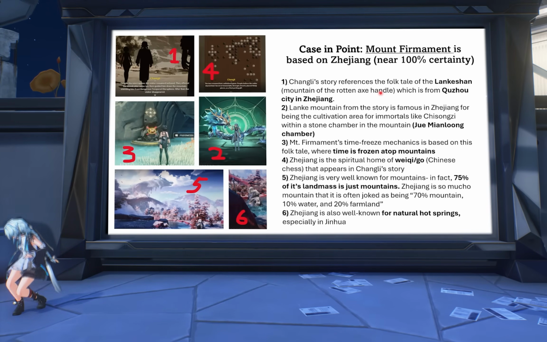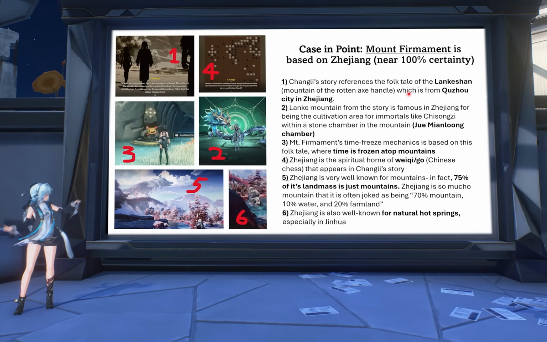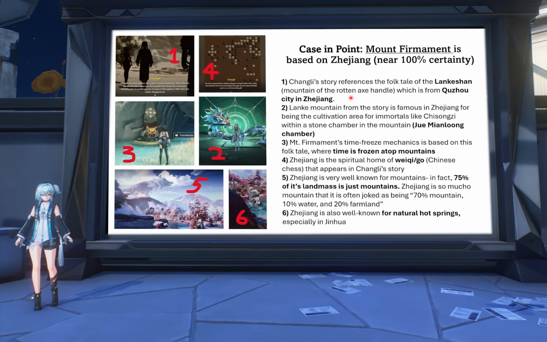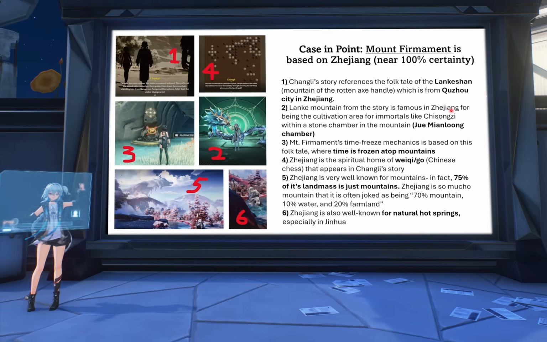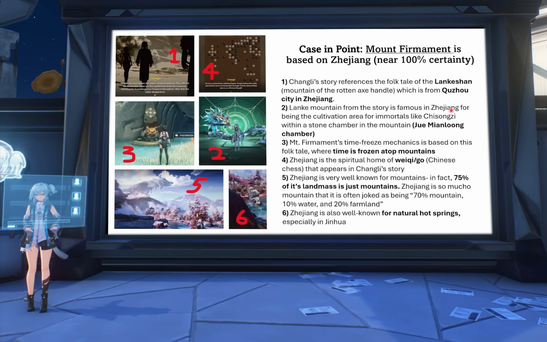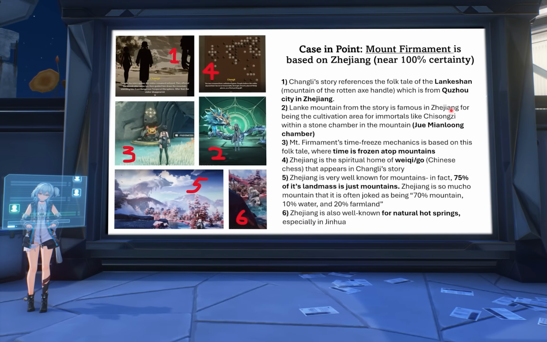But the important part is that that story comes exclusively from Quzhou in Zhejiang, right? The Lanke mountain from the story is also famous in Zhejiang because it had a stone chamber, and inside of that stone chamber, that was the cultivation area for a lot of immortals. The first immortal to go there was Chisongzi, and then afterwards, you have a lot of immortals that followed him to cultivate in that ancient stone chamber in the mountain.